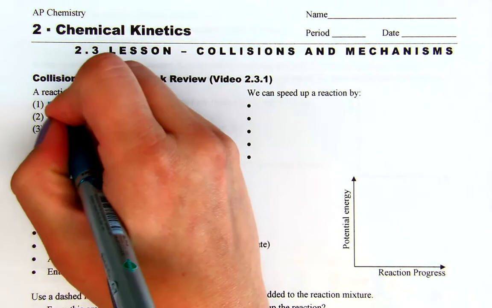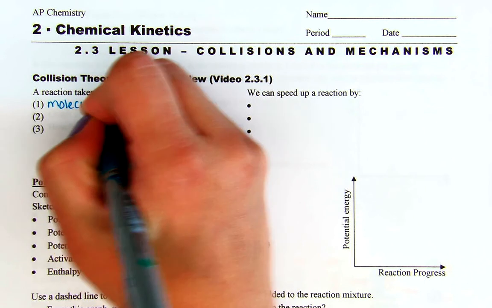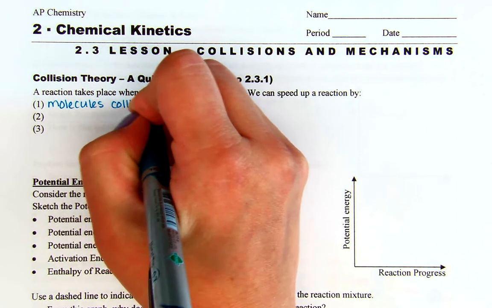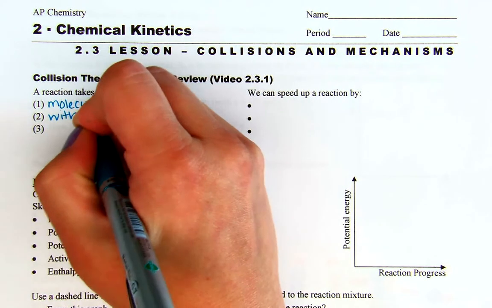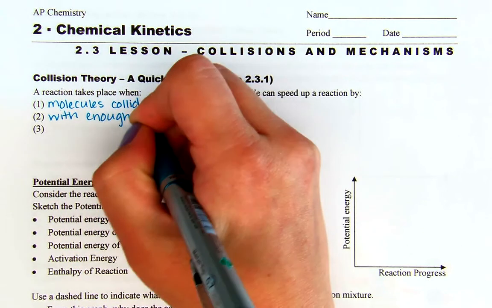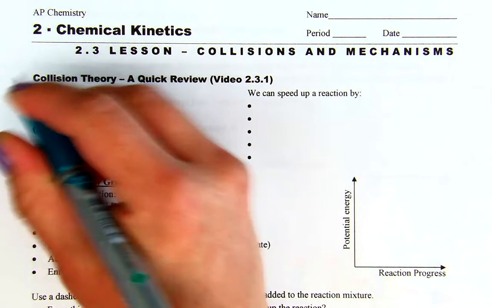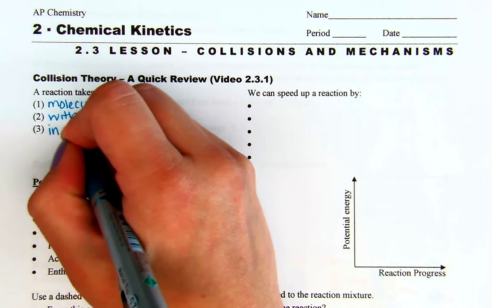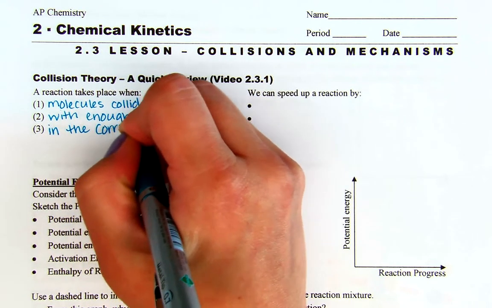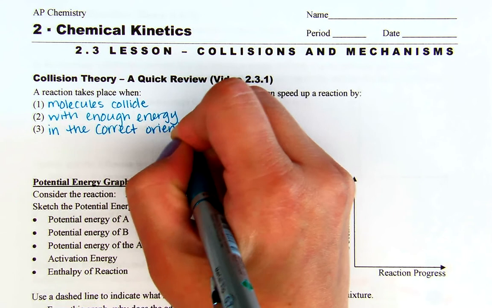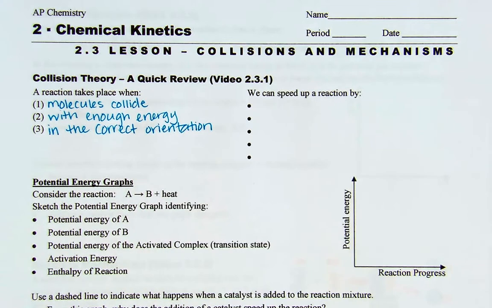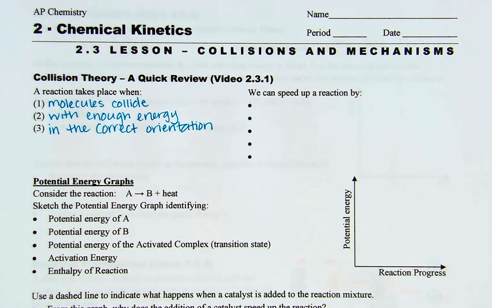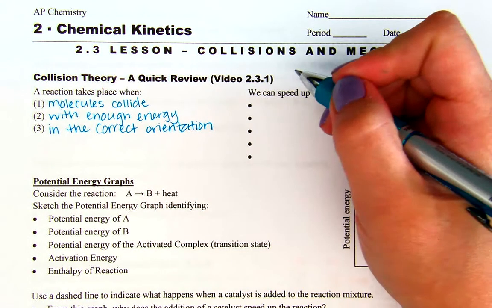A reaction takes place when molecules collide with enough energy and in the correct orientation. Okay, so we know that those three things have to happen for a reaction to take place. And we can speed up the rate of a reaction, or how fast a reaction happens, mainly in 5 ways. So we can increase the concentration of reactants.